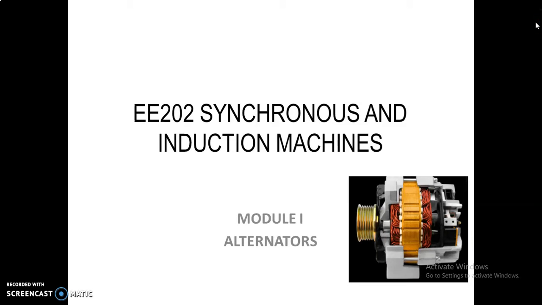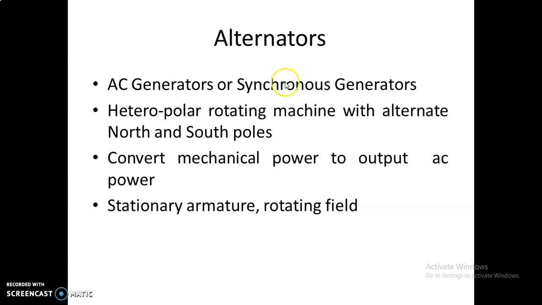Everyone, in this video we will discuss the construction and types of alternators. Alternators are also known as AC generators or synchronous generators. Any heteropolar rotating machine with alternate north and south poles is called an alternator. Heteropolar machine means a machine with multiple poles. Alternators convert mechanical power to output AC power.